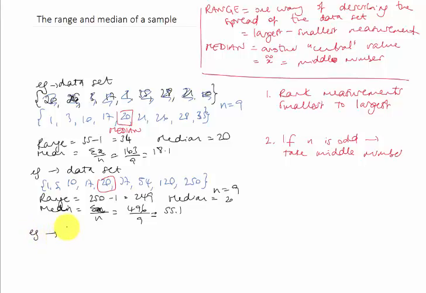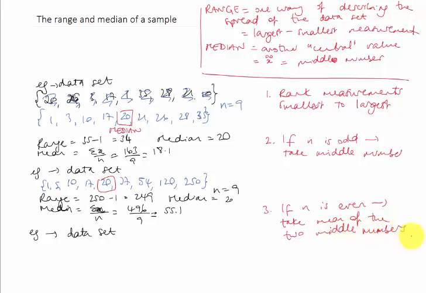Now let's just add one more data set. So that's to show you what to do if n is an even number. So in that case you just take the mean of the two middle numbers, take the average of the two middle numbers. So I'm going to add an extra data point.